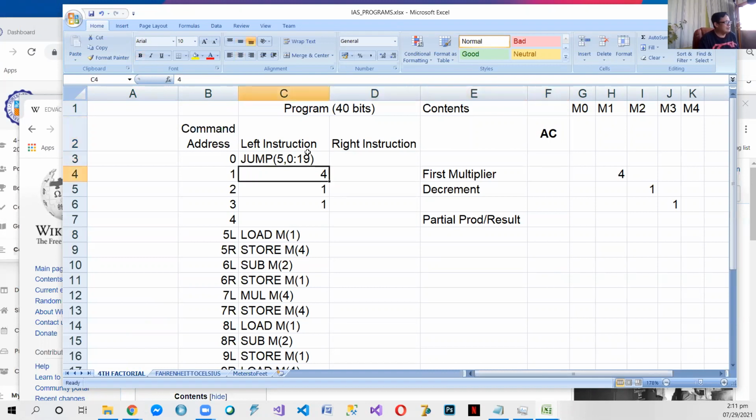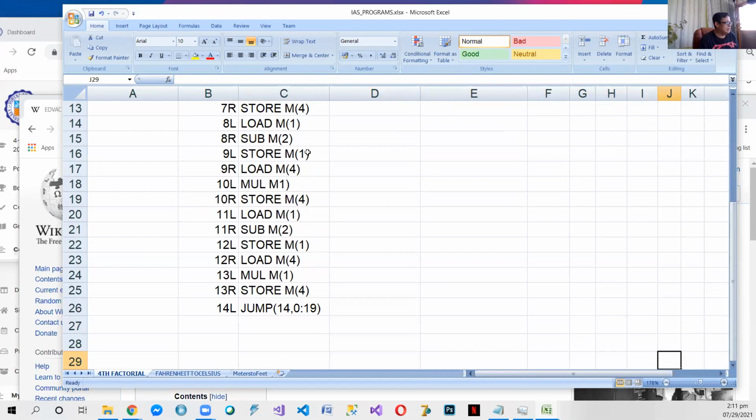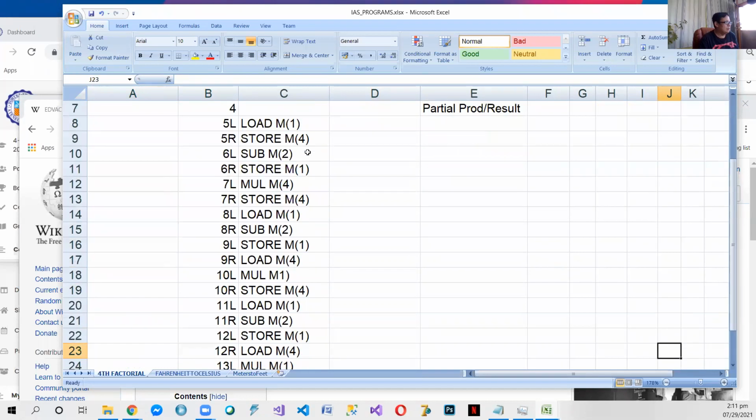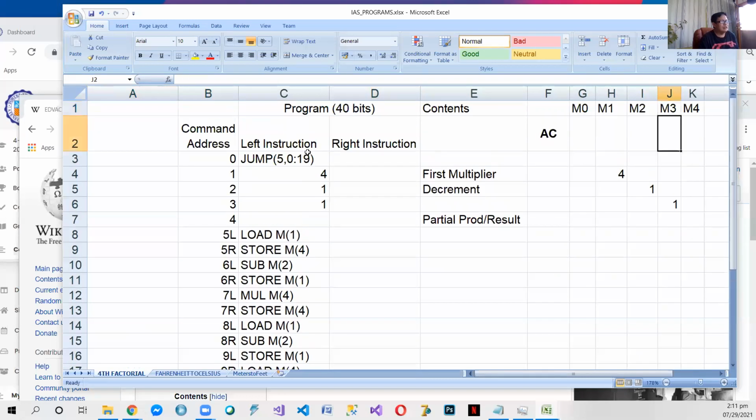So we have N004. This is the same thing, but this is 001. This is our first multiplier. Our decrement is this. And our partial product will be in M3. I think the result is in M4. Okay, so our partial product will be in M4. I don't think M3 is being used, but anyway, it's okay. It's only one.